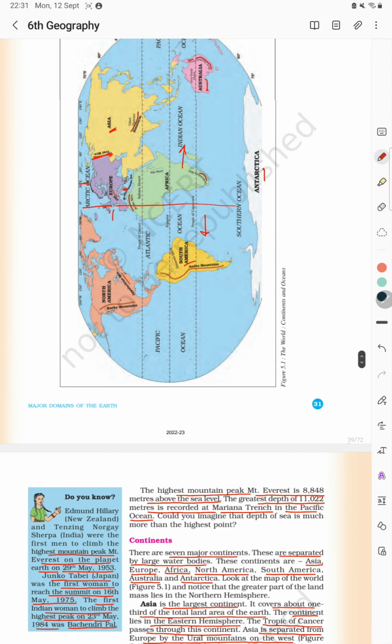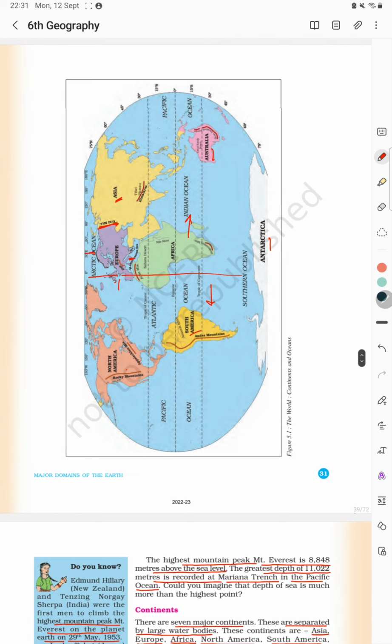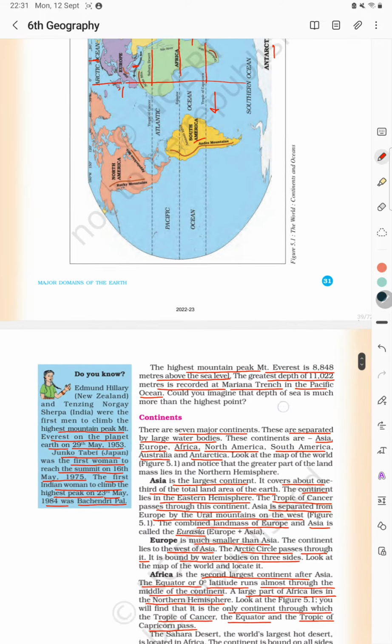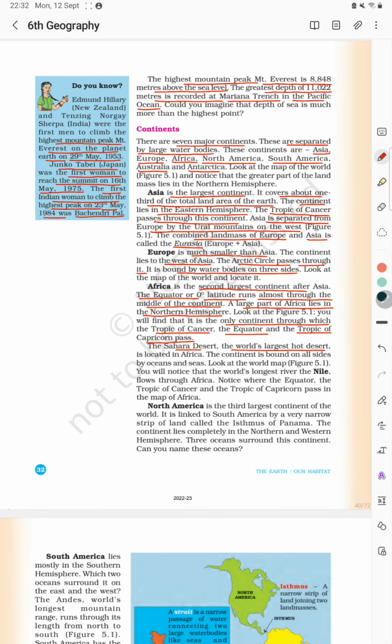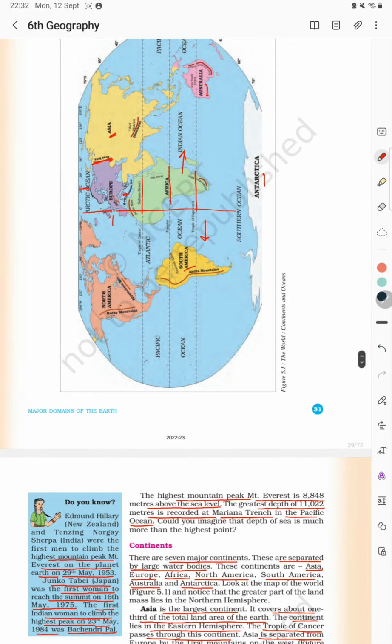So this is Africa. This is the equator. Most of Africa lies north of the equator. So the Tropic of Cancer, Equator and Tropic of Capricorn, all 3 pass through Africa. The Sahara Desert, the world's largest hot desert, is located in Africa, somewhere here.